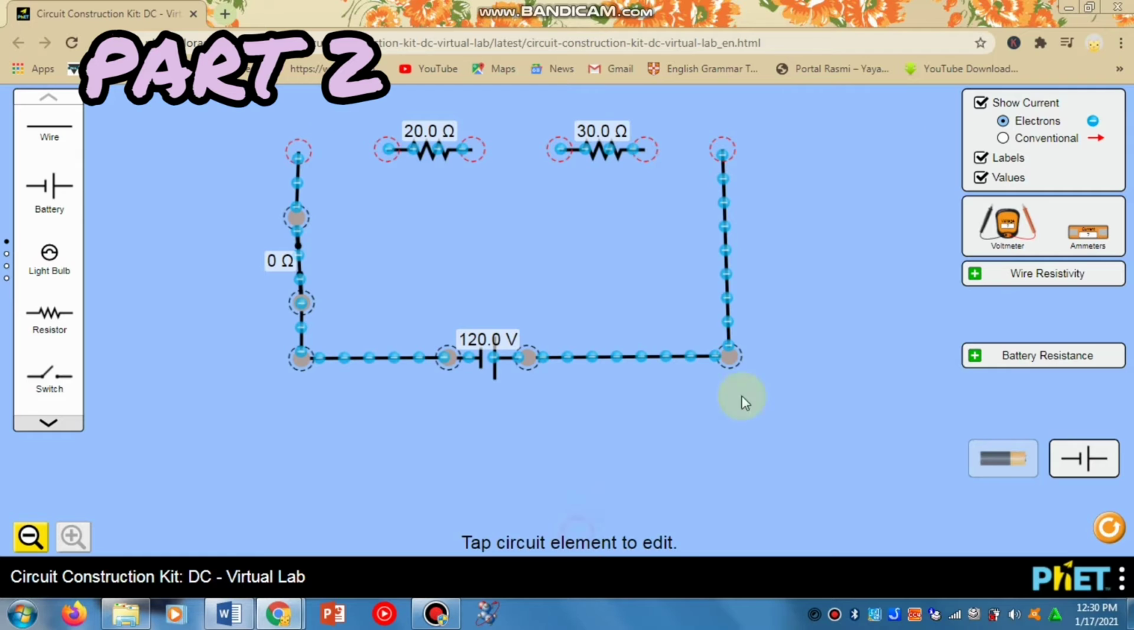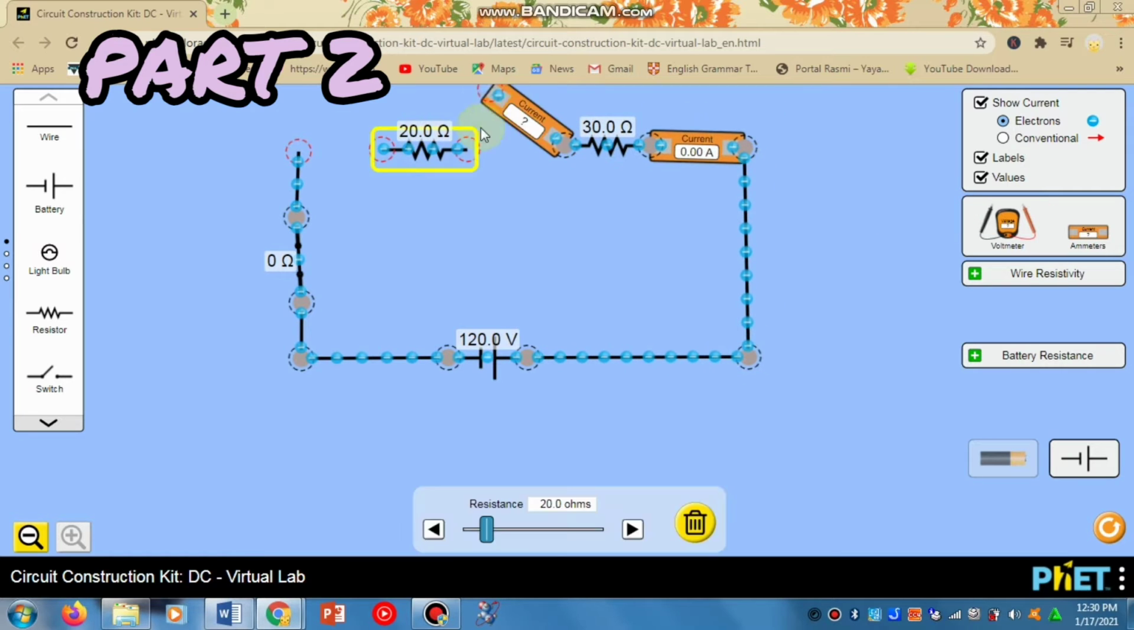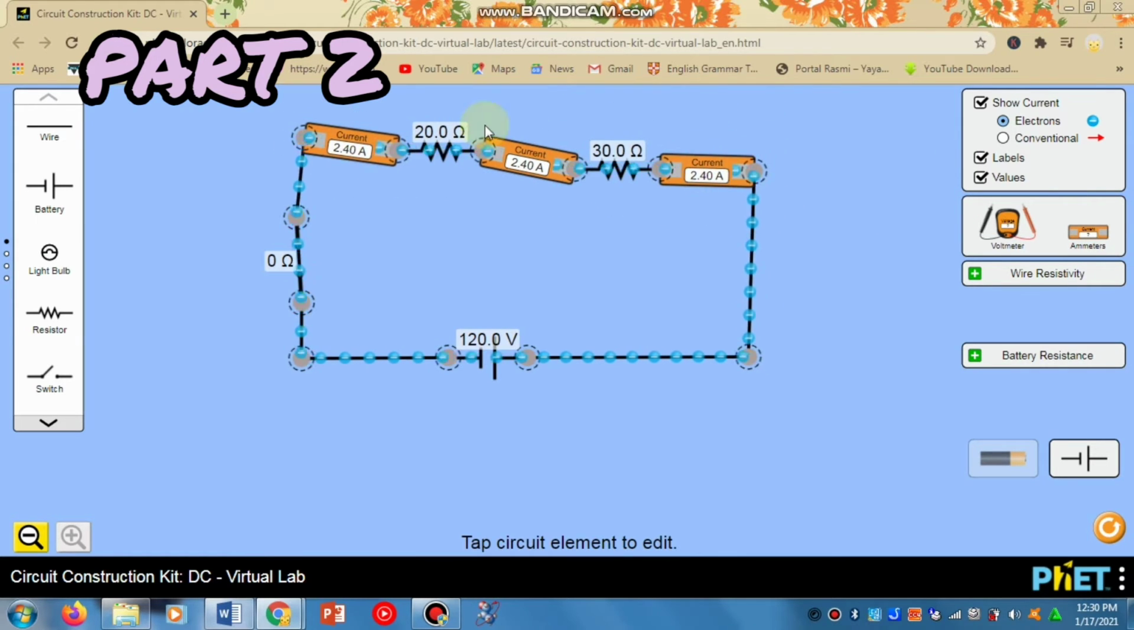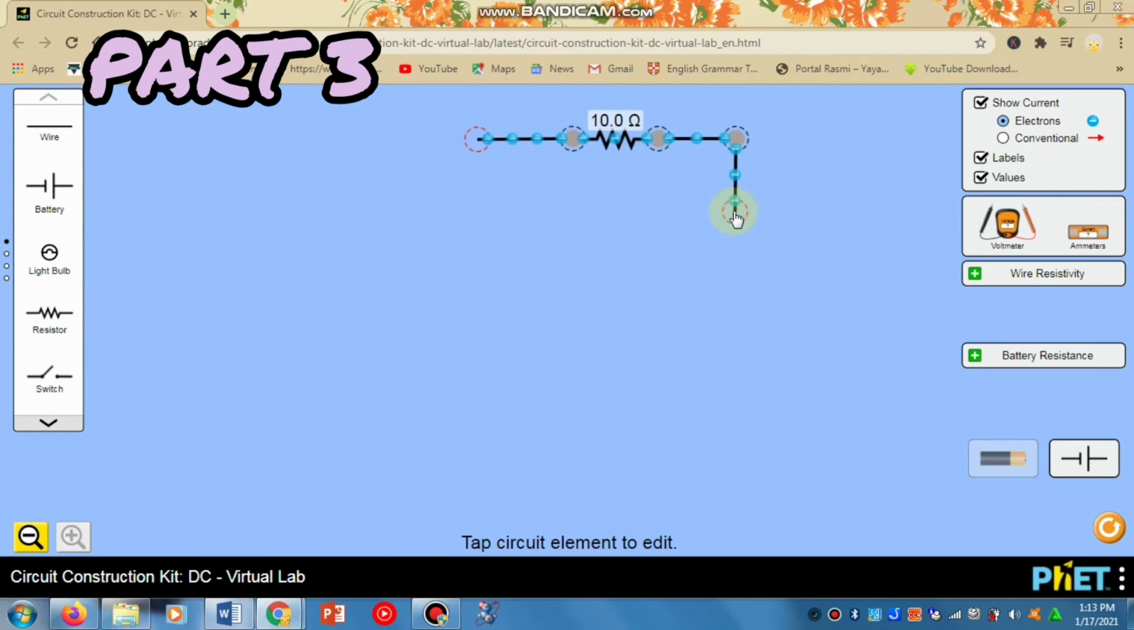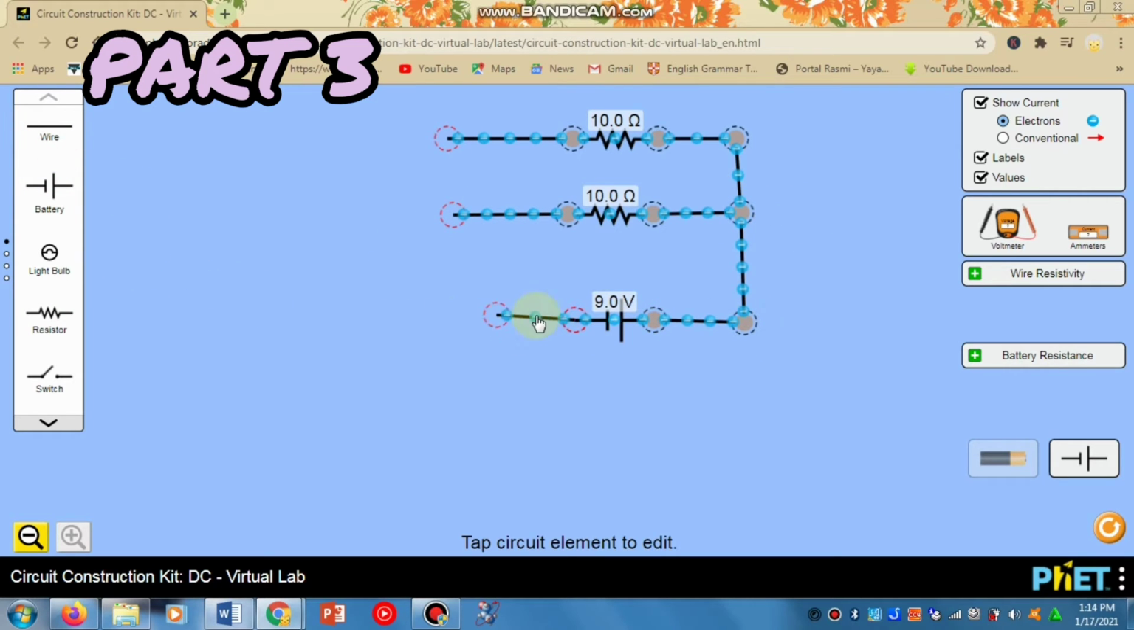Next, for part 3, we need to construct the next circuit in the form of a parallel circuit. So we just need to follow the instructions and don't forget to calculate the voltage.